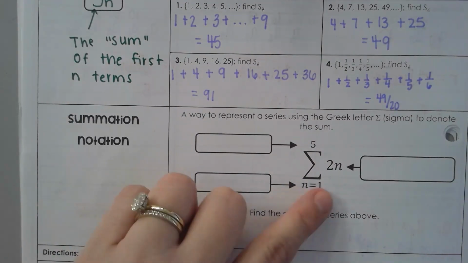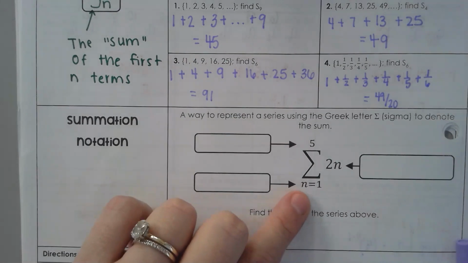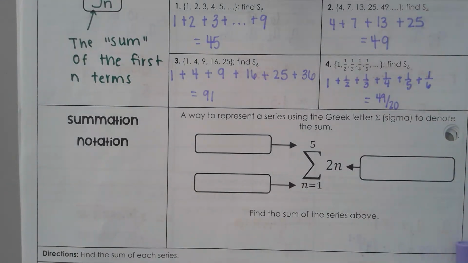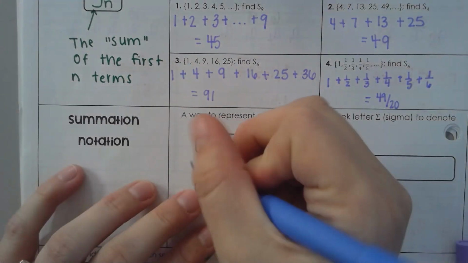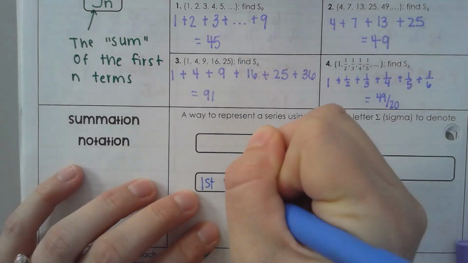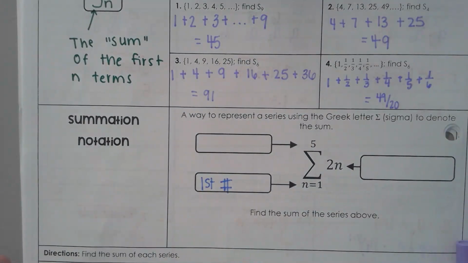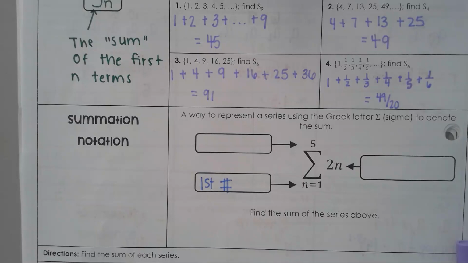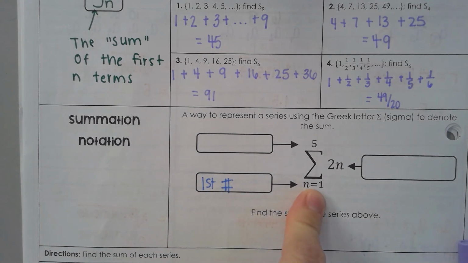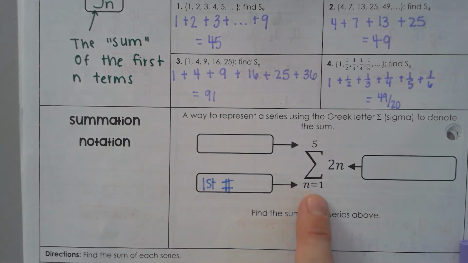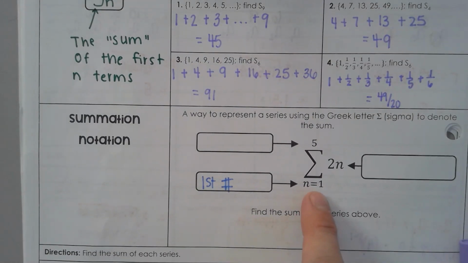On the bottom of the sigma, we have n equals some number. And that is the first number that we are adding. So if I wanted you to add all of the second term through the 5th term, I didn't care about the first one, you would start with a 2 down there. Pretty much the ones that we do are always going to start with a 1 because we want to include that.